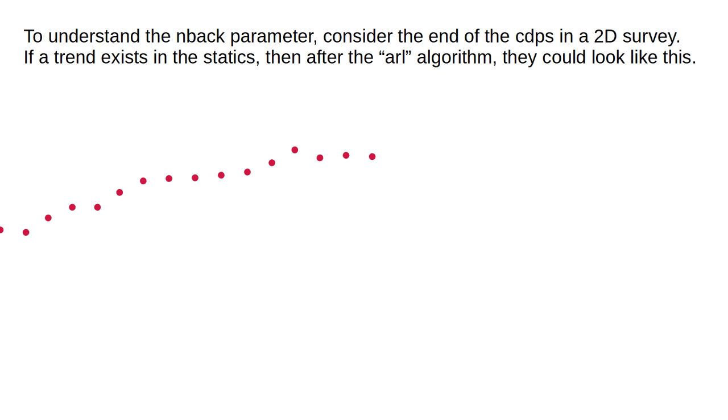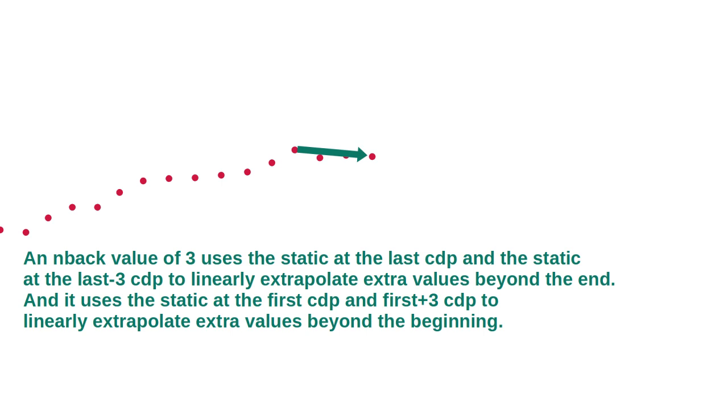To understand the n-back parameter, consider the end of CDPs in a 2D survey. If a trend exists in the statics, then after the RL algorithm, they could look like this. An n-back value of 3 uses the static at the last CDP and the static at the last minus 3 CDP to linearly extrapolate extra values beyond the end. And it uses the static at the first CDP and first plus 3 CDP to linearly extrapolate extra values beyond the beginning.